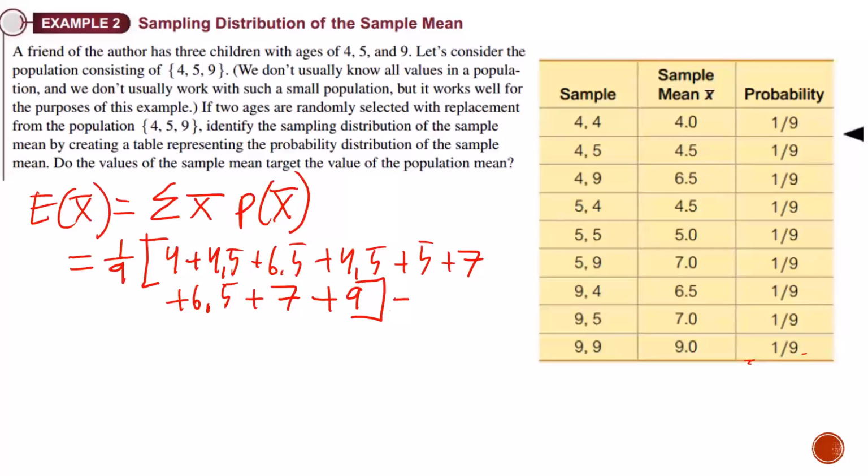You calculate this all together. Anyone want to do this for me? How many years do you get? Anyone have a calculator? Anyone got something?